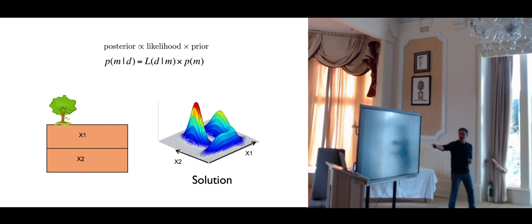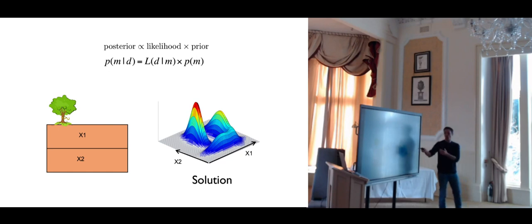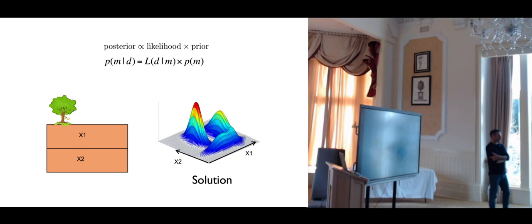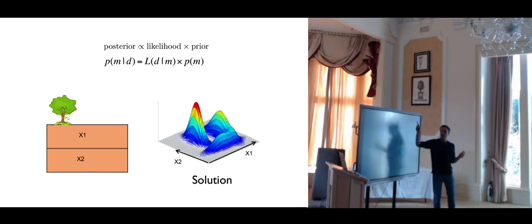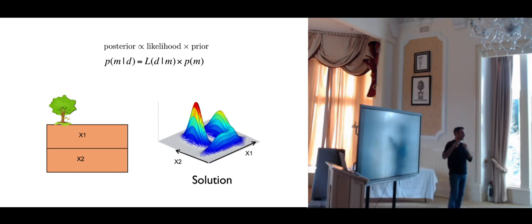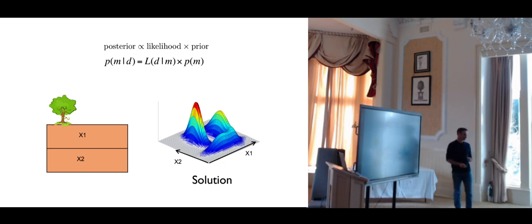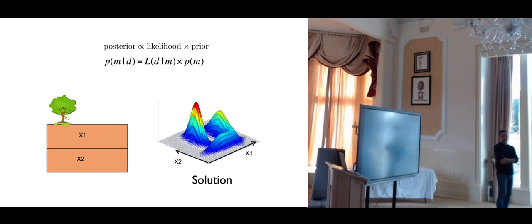But for any point here, for any value of x1 and x2, we can compute the value of this function. And this is our solution. And that's it. That's finished. The solution is just given by this. For any given m, for any dimension, you can compute the posterior value. And now the problem is, how do we look at it? How do we approximate it?